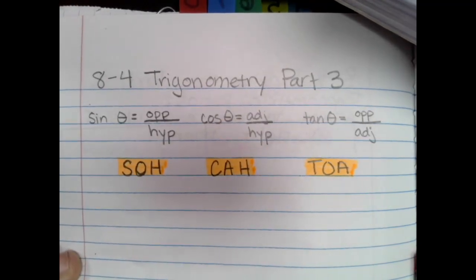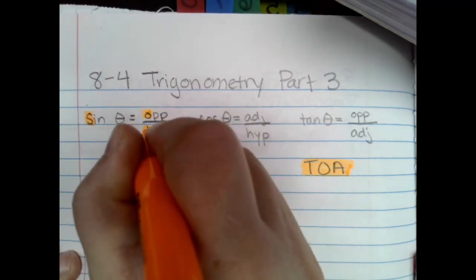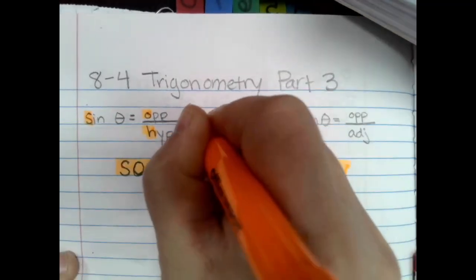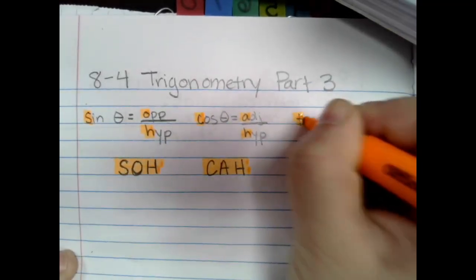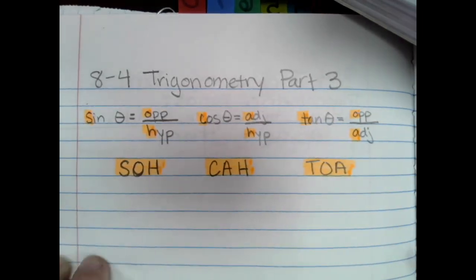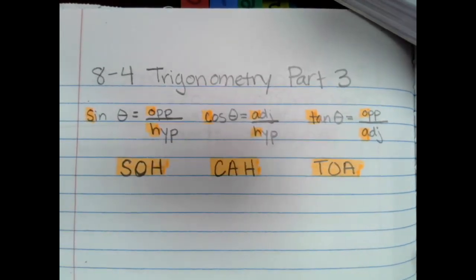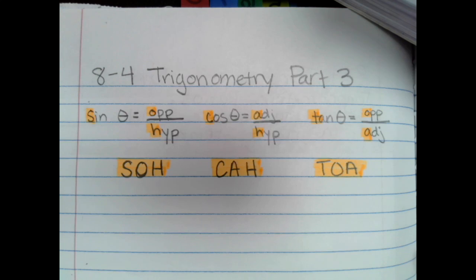Okay, as you're highlighting, it helps you to do S, and then O over H. Cosine is A over H, and tangent is O over A. So if you want to highlight that to kind of show where we get that SOH, CAH, TOA. We're going to be talking about that tomorrow as well when we do angles of elevation and depression.